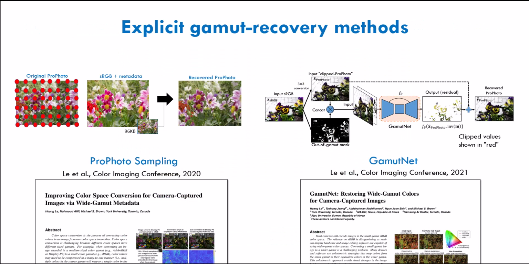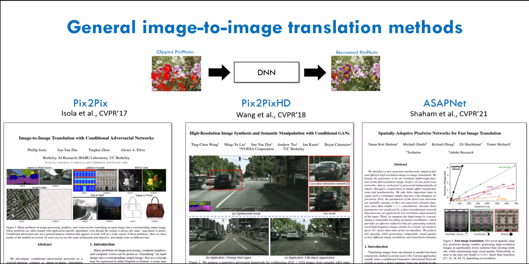We also compare with two prior methods targeting gamut recovery, in particular our own work called ProPhoto sampling that embeds a small amount of ProPhoto colors inside the sRGB image. These ProPhoto samples can be used for gamut recovery. We also compare against our prior deep learning method called GamutNet that trains a deep network on clipped and unclipped ProPhoto pairs. Similar to GamutNet, we test our approach against general image-to-image translation methods, namely Pix2Pix, Pix2Pix HD, and ASAP.